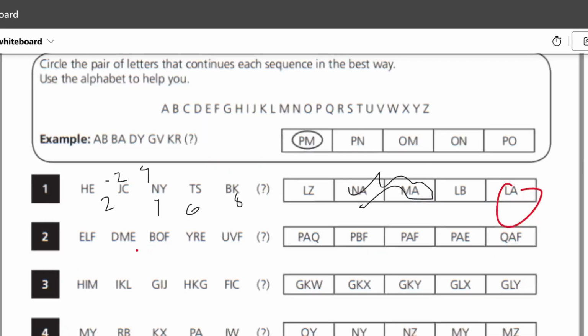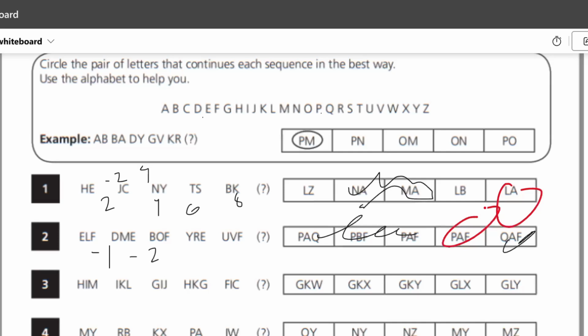Question number 2. The first one we have to go from E to D. We're going minus 1, minus 2. And then that means that's going to be minus 3, minus 4, we have to minus 5. So 1, 2, 3, 4, 5. The first letter is going to be P. So we can cross out this. I can see that the last letter over here is going to go F, E, F, E, F. So we know it has to end with an E. We can cross out these and get P, A, E as our answer.